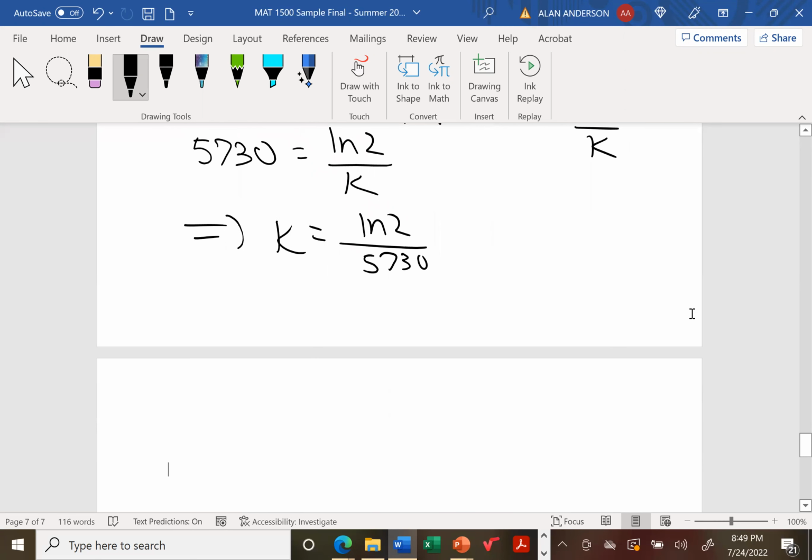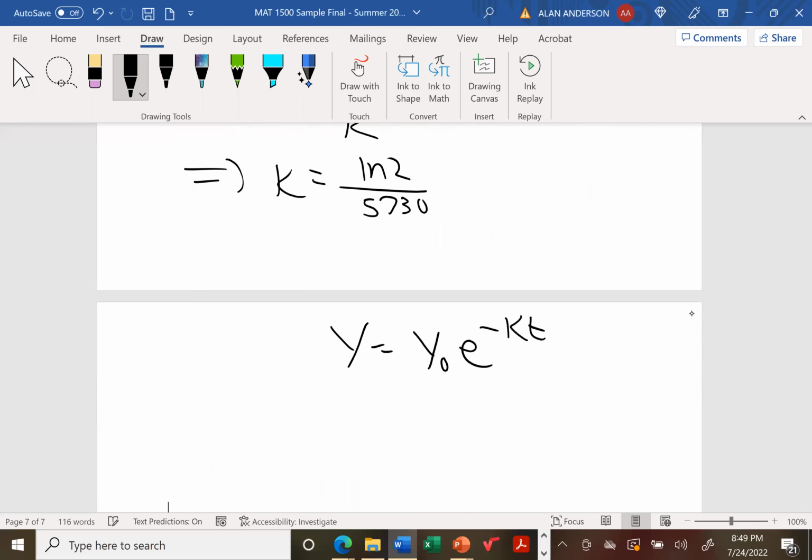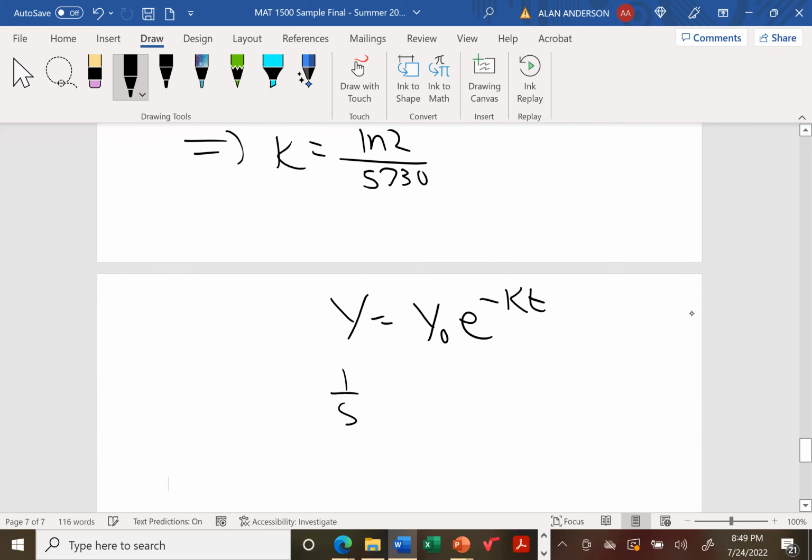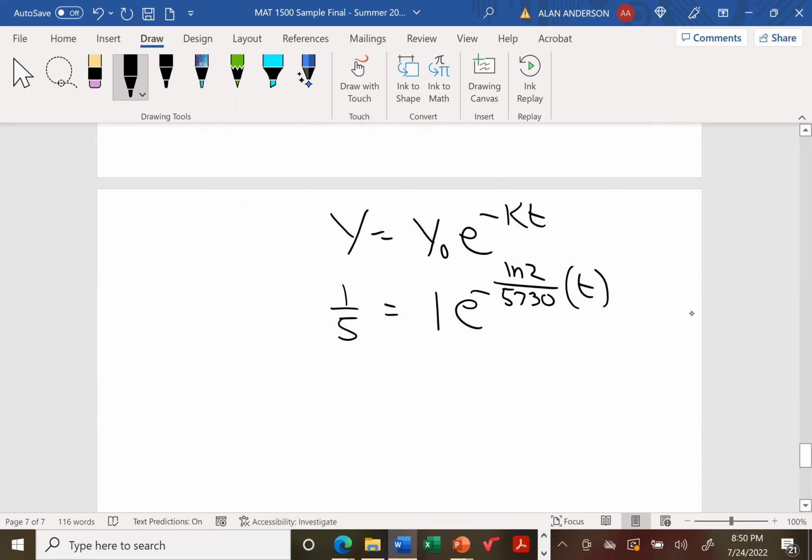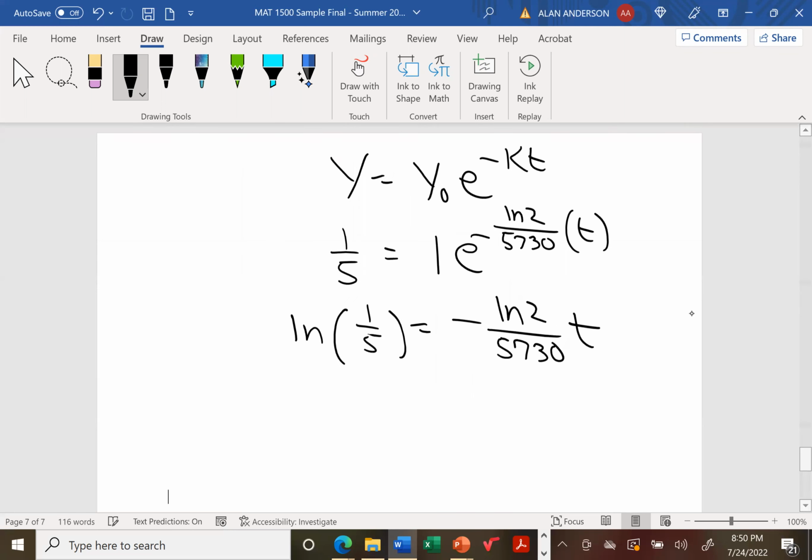Okay, so again, remember, this is the exponential decay problem. So therefore, we have this negative. And so whatever we are now is 1/5 of the starting point. The growth rate is log 2 over 5730. And t is, of course, what we're aiming for. And so you just solve for it.